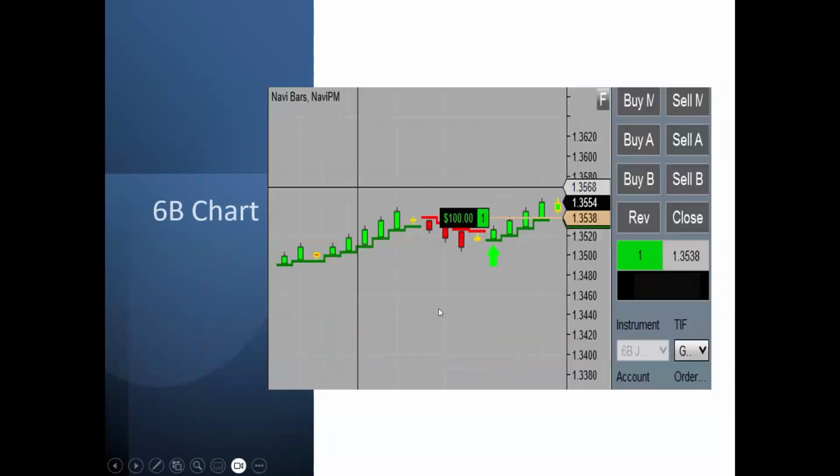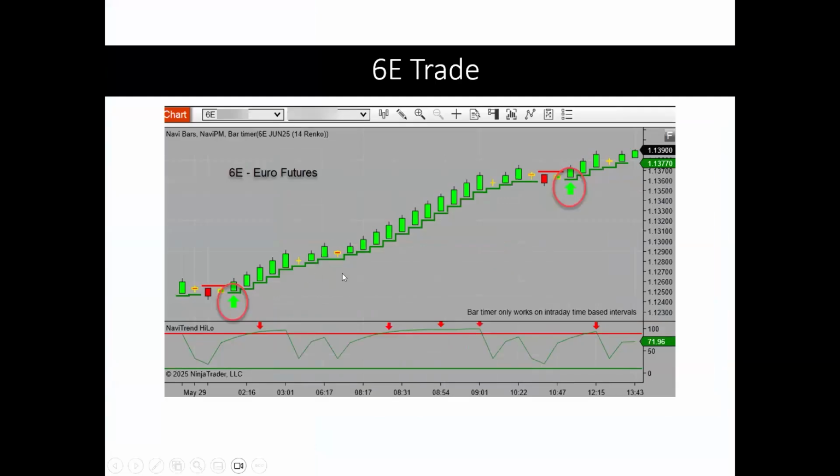Our charts can be used on any market. One thing I suggest to everyone, if you haven't tried trading the currency futures, such as the 6B or the 6E, I would strongly recommend those instruments. They tend to trend very well. Here's an example of a 6E chart. We had automated buy signals in a couple of different places on this chart.